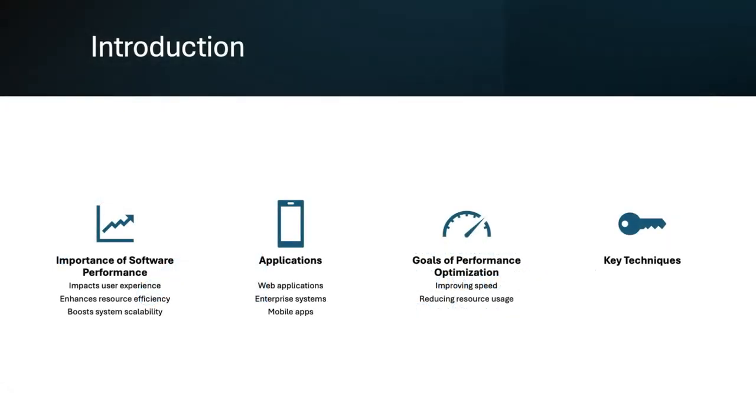Optimizing software performance is crucial for user experience, resource efficiency, and system scalability. It applies to web applications, enterprise systems, and mobile apps. The goals include improving speed, reducing resource usage, and increasing responsiveness. Key techniques involve algorithm optimization, database tuning, and code profiling.